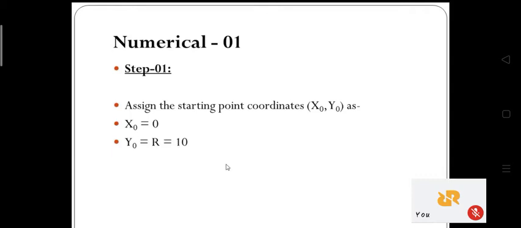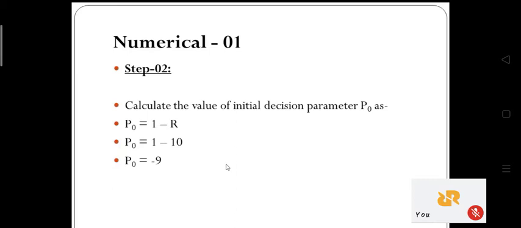Step 1 is to assign the starting point coordinate. The x0 value in the question is 0, so x0 will be 0, and for y0 you have to take the radius value. The radius value given is 10. So this is step 1.